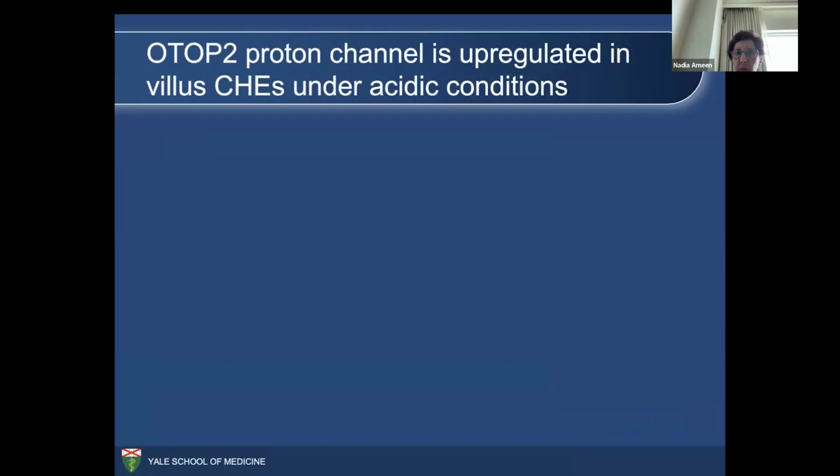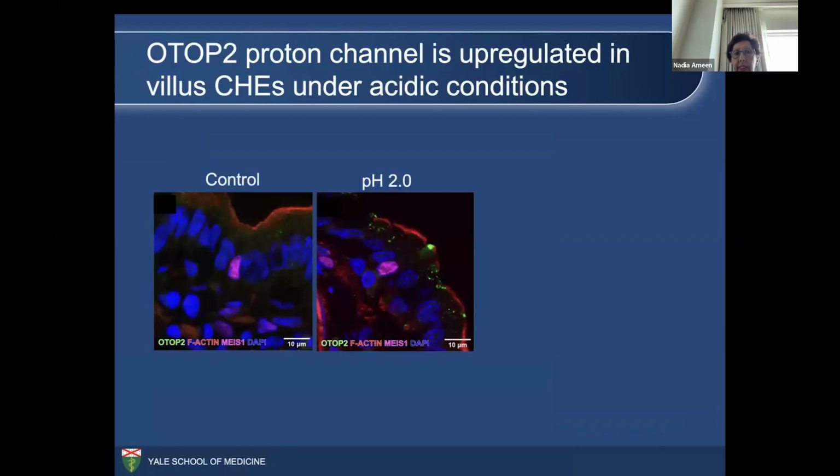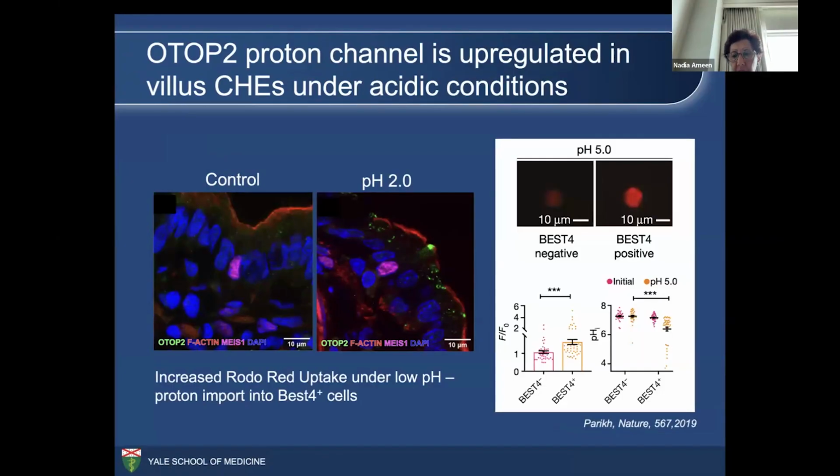We also looked at the OTOP2 channel under acidic conditions in the cheese cell. And here you can see that under acidic conditions, the OTOP2 is highly upregulated towards the lumen of the cheese cell in the rat jejunum model of low acidity. Other investigators looked at the BEST4 positive cells in the human colon using fluorescent pH-sensitive dyes like rhodo-red, and they found that the BEST4 positive cells had highly enriched rhodo-red uptake under conditions of low pH.